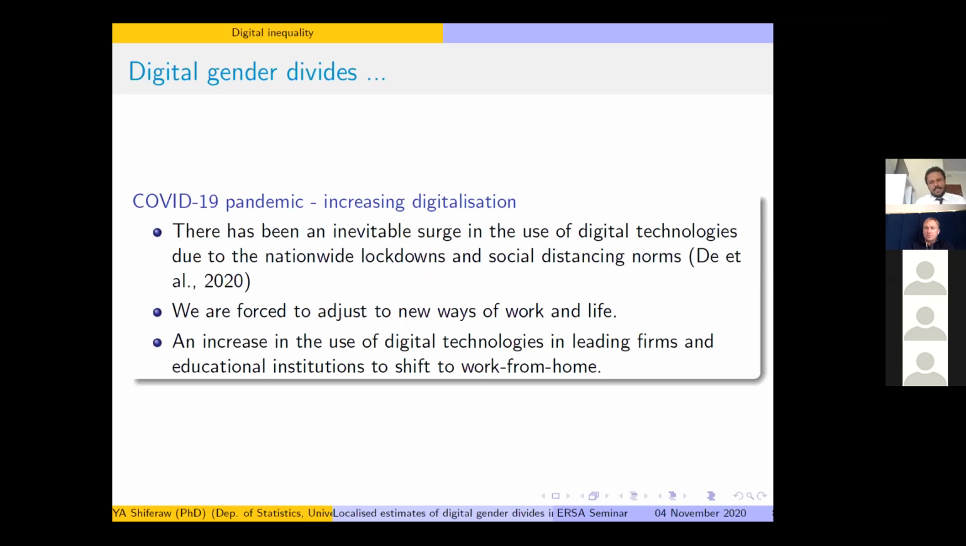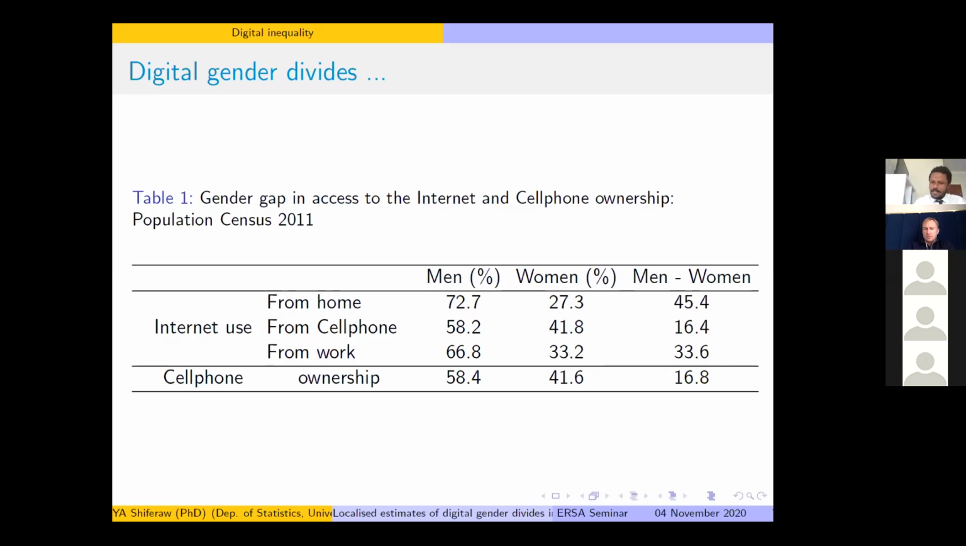So I have a question. If you could go back to the statistics. Is this percentage in total population or of total population? A total population. It's a census, yeah. But it looks to me a bit strange that 72% of men in total population access internet from home. Yeah. And that was in 2011. That's quite high, given that, as you show below, 58% have cell phone.